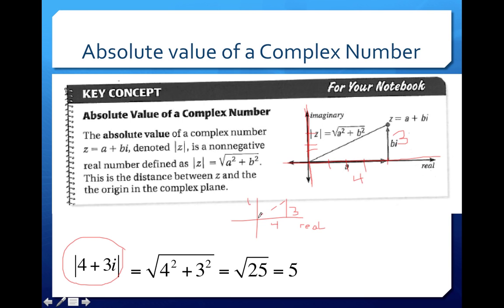Because it's a right triangle, it's easy. Pythagoras is a squared plus b squared equals c squared, or I just take the square root. Oh, actually, it's written right here. So I take the square root of 4 squared plus 3 squared, which is the square root of 25, which is 5. That's the answer.